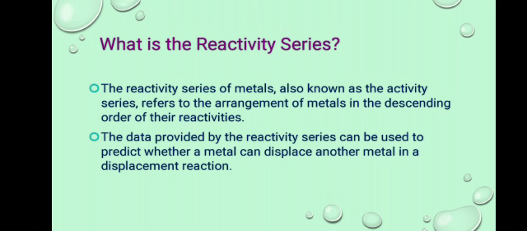So come to the topic first. What is the reactivity series? The reactivity series of metals is also known as the activity series. It refers to the arrangement of different metals in the descending order of their reactivities. The data provided by the reactivity series can be used to predict whether a metal can displace another metal in a displacement reaction or not.